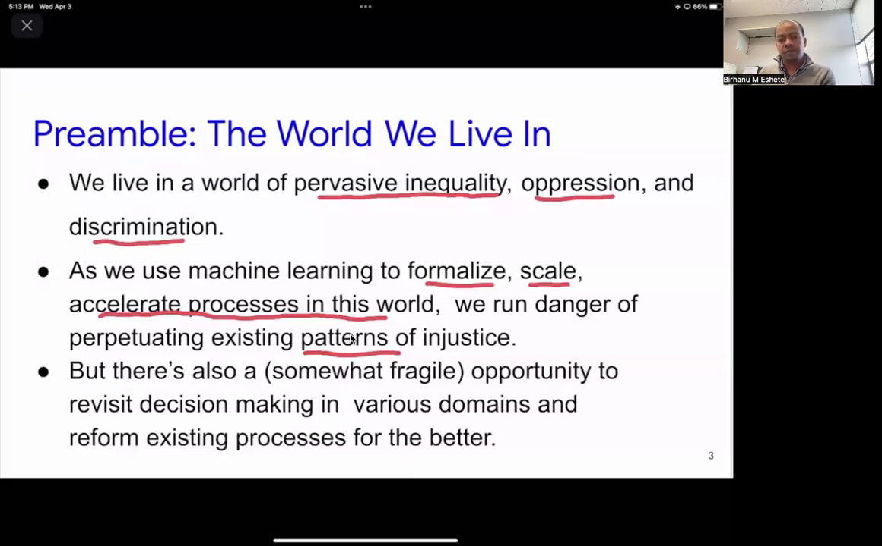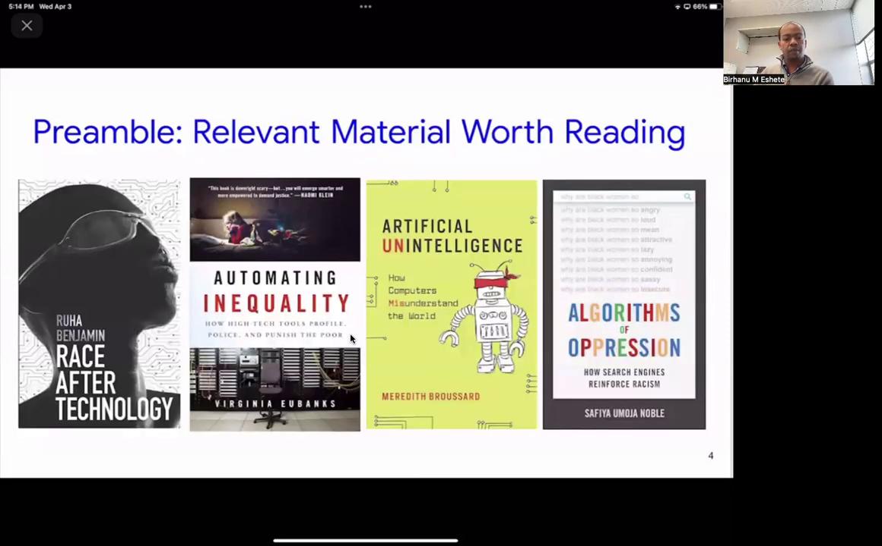But at the same time, we don't want to declare that we give up and there is no hope of achieving fairness in the context of machine learning. Rather, there is a somewhat fragile opportunity to revisit decision making in various domains and try to reform these existing processes in a better way, so as to make life better for people, right? So that's the preamble or context under which we're going to discuss fairness in machine learning or AI. But the literature and discourse around fairness is not purely technical.